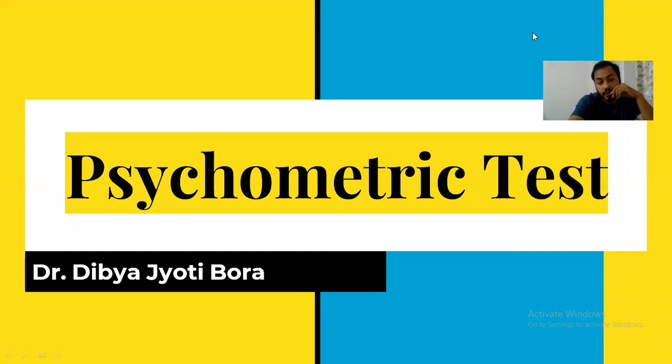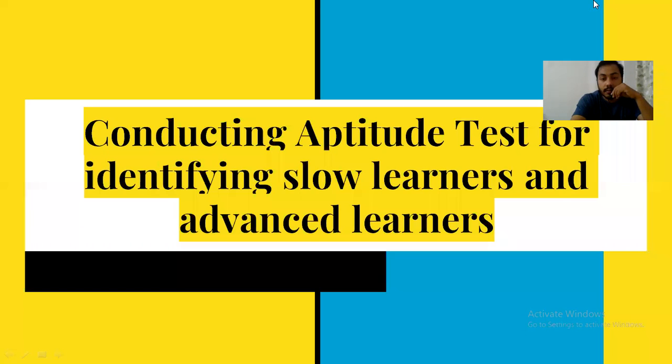Myself, Dr. Dibyajyoti Bora. I'm giving the name of this lecture as psychometric test, but you can consider this as about some aptitude tests to be used to find out slow learners and advanced learners. So, conducting aptitude tests for identifying slow learners and advanced learners.